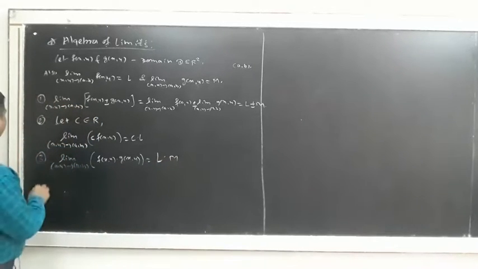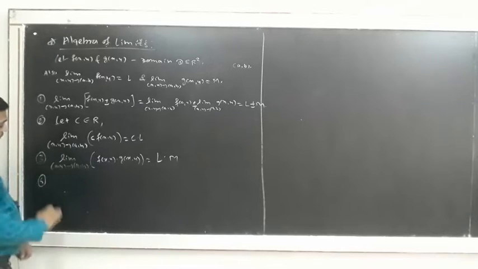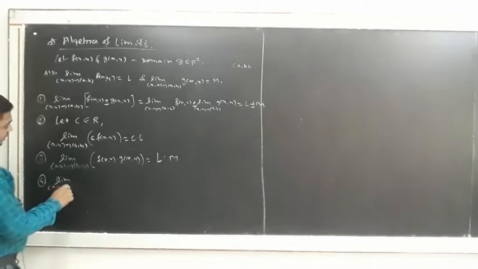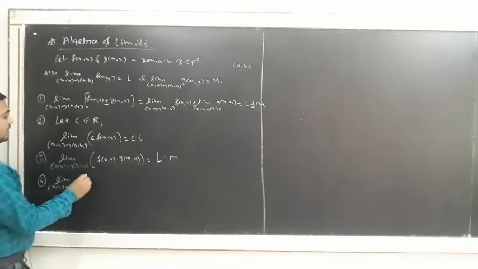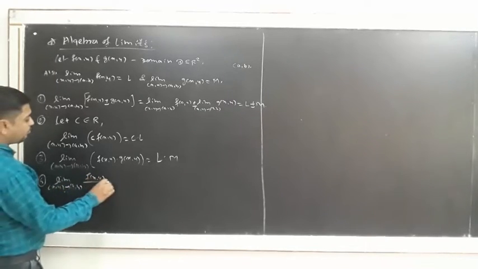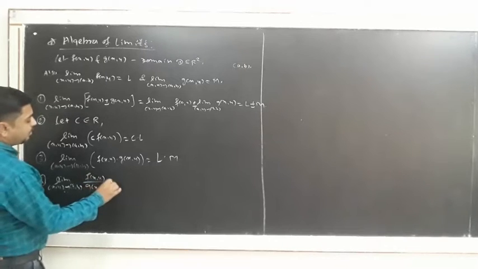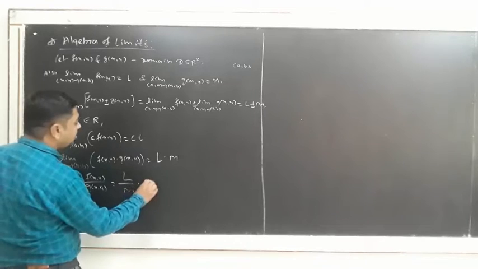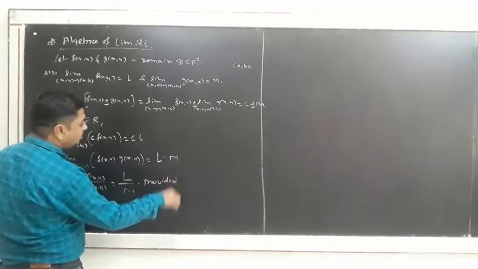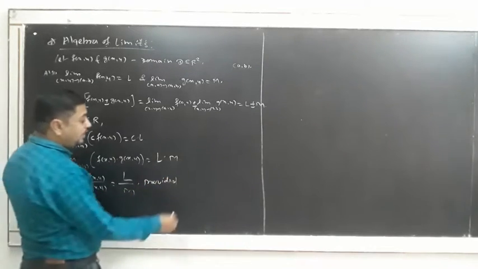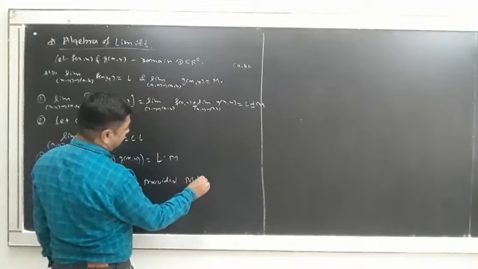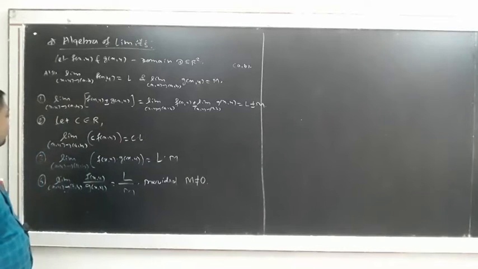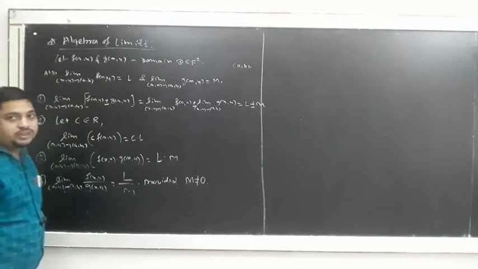Fourth one: limit xy tends to AB, f of xy upon g of xy, it should be L upon M, provided M is not equal to 0. M must be not equal to 0. So this is the algebra of limits. We can solve some examples on this.